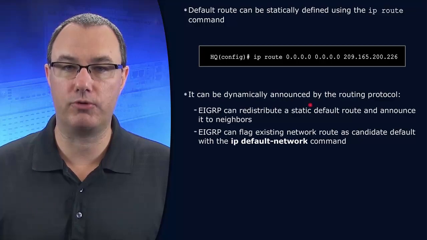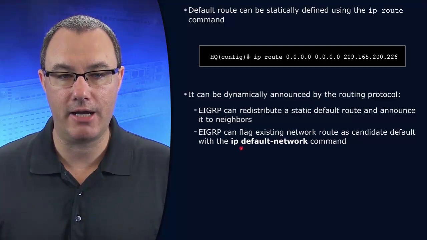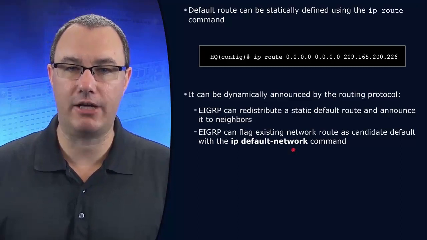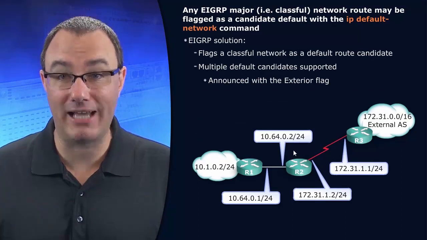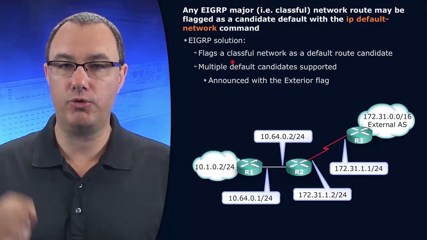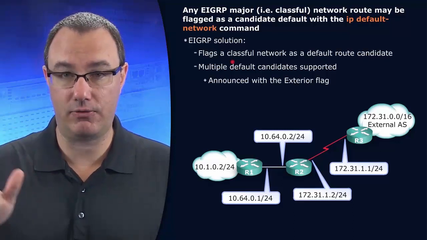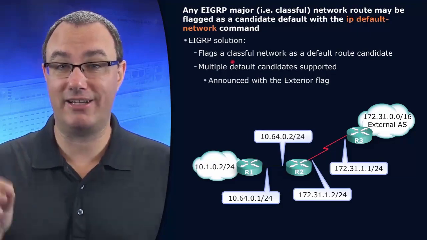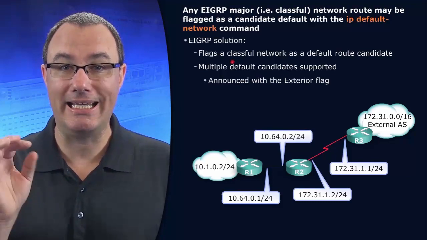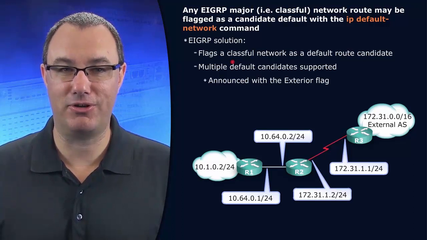But we're going to focus right now on using an inborn feature of EIGRP called the ip default-network command, done in global configuration mode. What this does is it flags a network. It flags a classful network specifically. Emphasis on classful. If the network does not exist in your routing table as a classful network, or you do not put it in a classful manner, it won't work. There are white papers that will tell you this also.